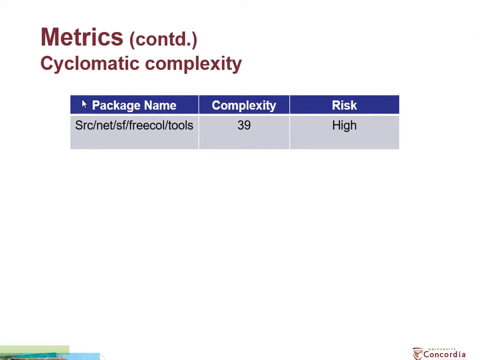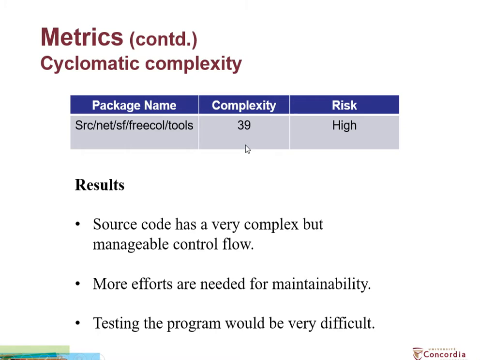The other metric is cyclomatic complexity. After computing, the complexity is 39 and risk assessment is high. The result is that source code has a very complex but manageable control flow. More efforts are needed for maintainability, and testing the program would be very difficult.